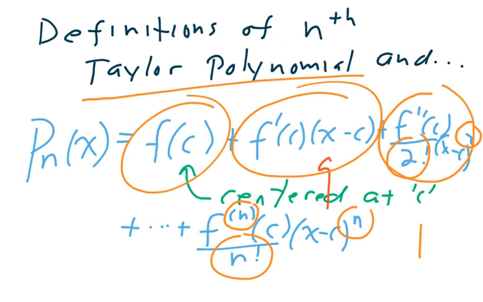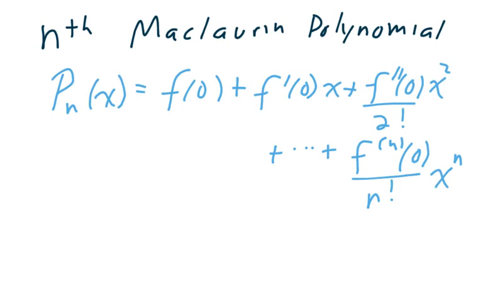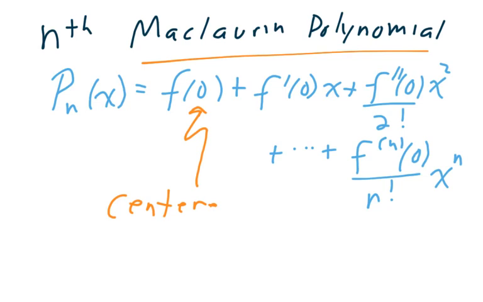If that C happens to be 0, we get what's called the Maclaurin polynomial. So the Maclaurin polynomial is a Taylor polynomial in the special case that it is centered at 0. So I'm not sure how Maclaurin got his name on a technique that is more specific than Taylor. I don't know who came first on this. I think our book will tell us.